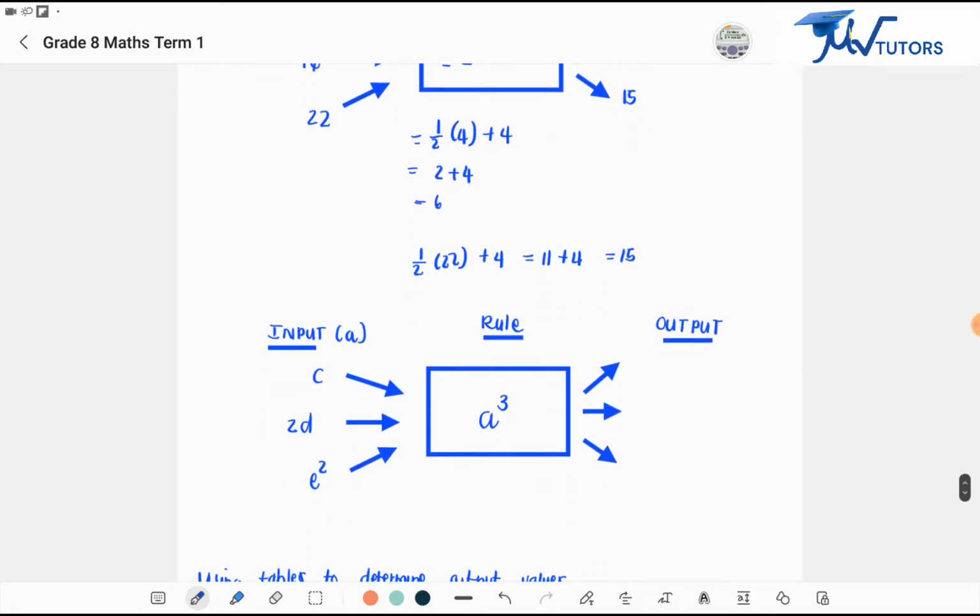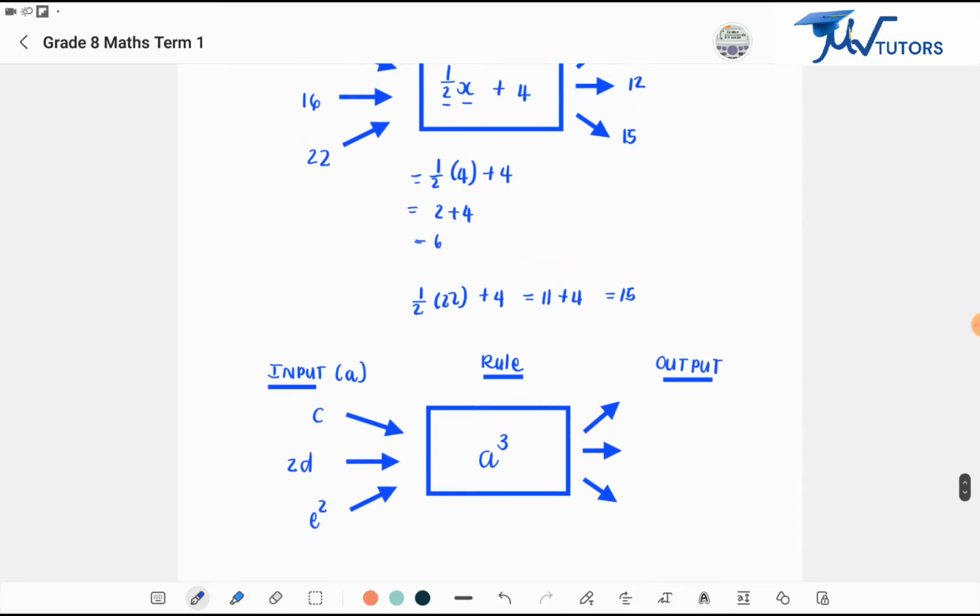And another example. So now we have an input called A. It's a letter, right? We use X, we use A, we use B. They can use L, K, J, anything. So do not be confused when you start seeing letters and things start becoming blurry. It's just a variable. We just don't know what it is. But in this case, they tell us in the place of A, we now put C. So if you put C in the place of A, it's simply going to be C cubed.